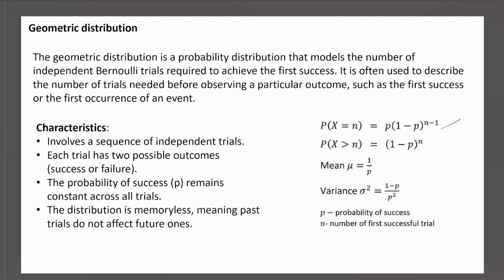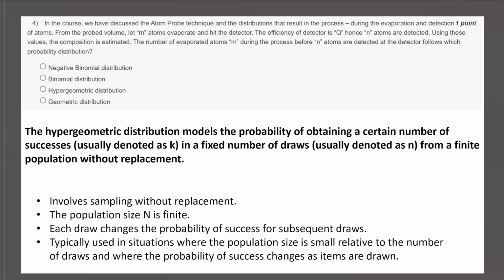How many trials are required to achieve n successes is given by (1 minus P) to the power n, and the mean of this is given by 1 by P, and the variance is (1 minus P) divided by P square. These are all useful while solving the problem. So just if you know it, it will be good. Okay, let's go to the fourth question.